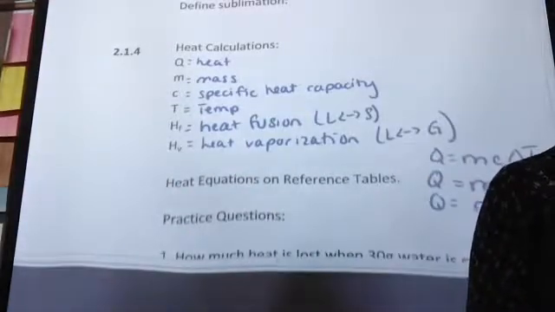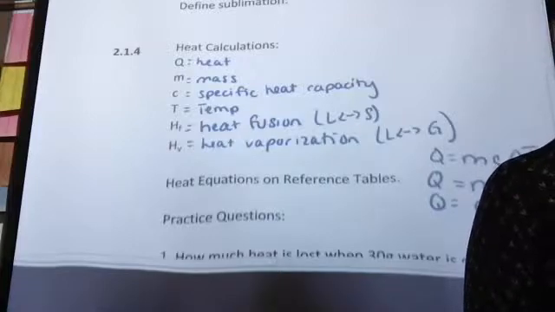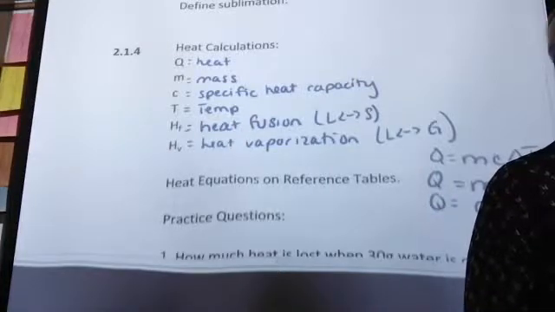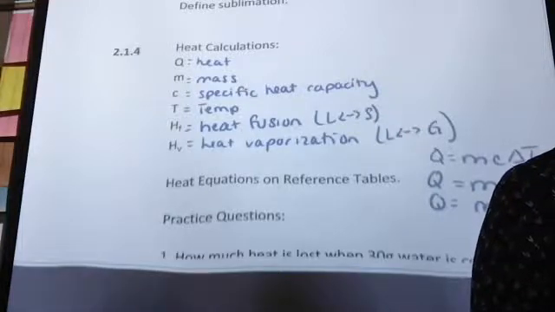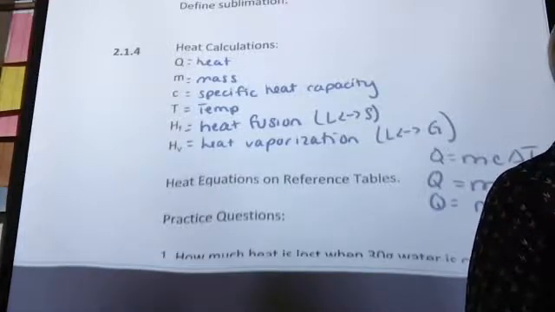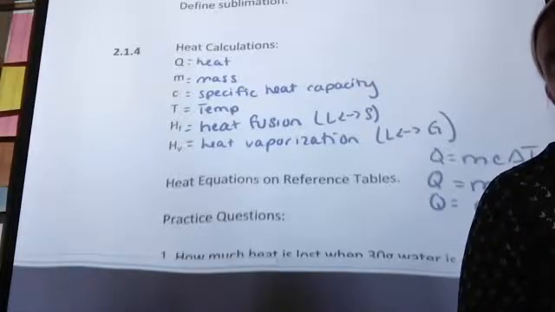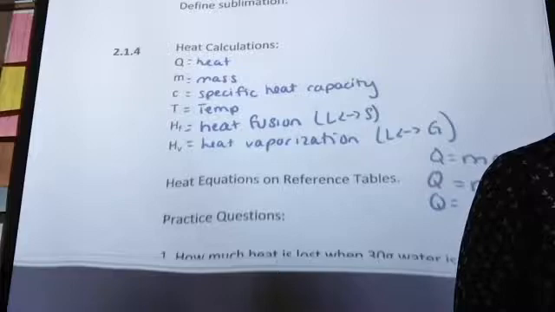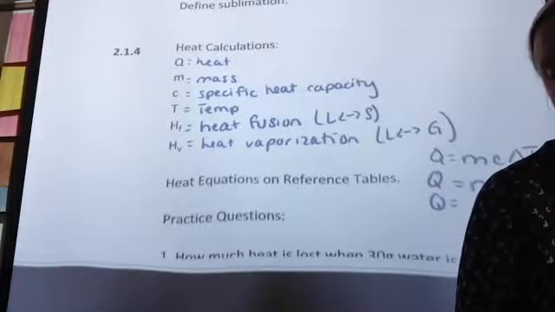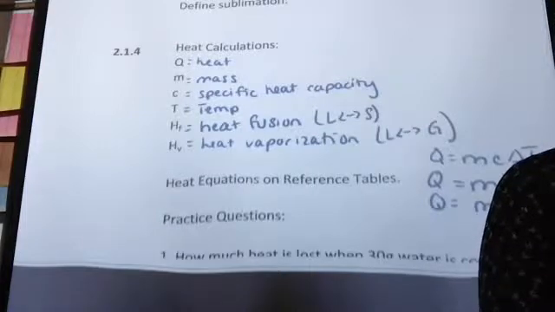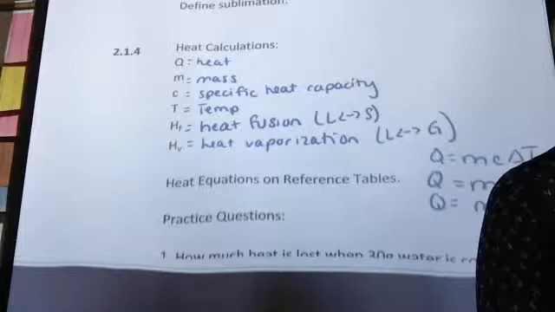Okay, now we're going to go on to a harder concept, which is the heat calculations. Heat calculations have three separate equations. We have the change of temperature, we have a change in phase between a solid and a liquid, and we have a change in phase between a liquid and a gas. All of these equations are on your reference tables under the formulas heading on the second page, and all of the variables are also listed on your reference tables.